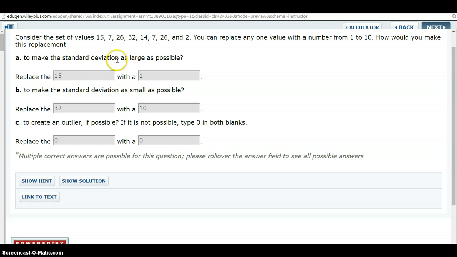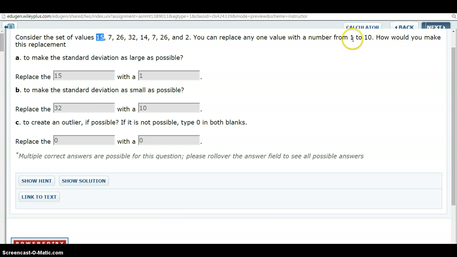So if I want to make the standard deviation as large as possible, I want my points to be as far away as possible from that 16. In other words, what's making my standard deviation low? Well, the thing closest to 16 is this 15, so that's pushing my standard deviation down. The things that are making it larger are this 32 and the 2, the furthest away from the 16. So if I'm trying to make it large, I want to get rid of this guy because he's keeping the standard deviation low. I want to get rid of him, and then I want to replace him with something that's as far away from 16 as possible.